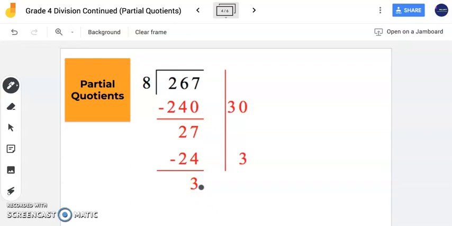Now I know this is my remainder because it is less than my divisor. If this number is ever larger than your divisor, then you can continue dividing. Now I'm almost done. I'm taking the numbers on my side and I'm adding them together. So I have 30 plus 3, which is 33. But 33 is my quotient with a remainder of 3. So 33 remainder 3 is the answer to this division problem.